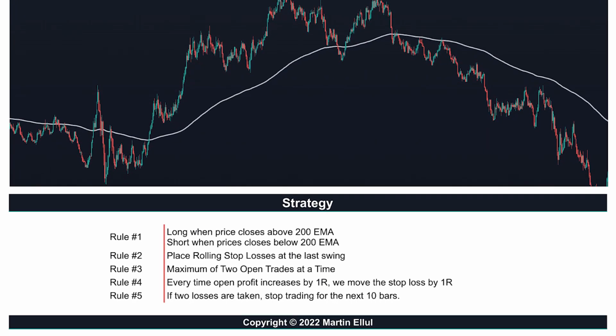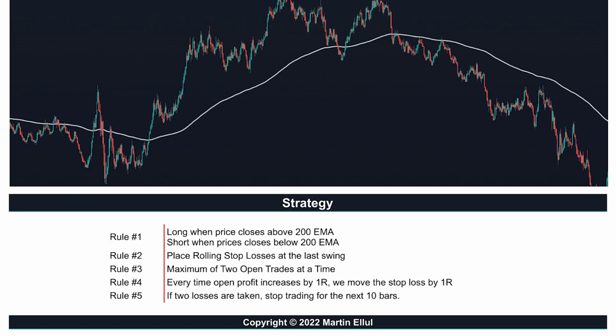So we go long when the price closes above the 200 EMA, and we go short when the price closes below the 200 EMA. We place a rolling stop loss at the last swing. We can only have a maximum of 2 open trades at any given time. And every time the open profit increases by 1 R, we move the stop loss by 1 R.